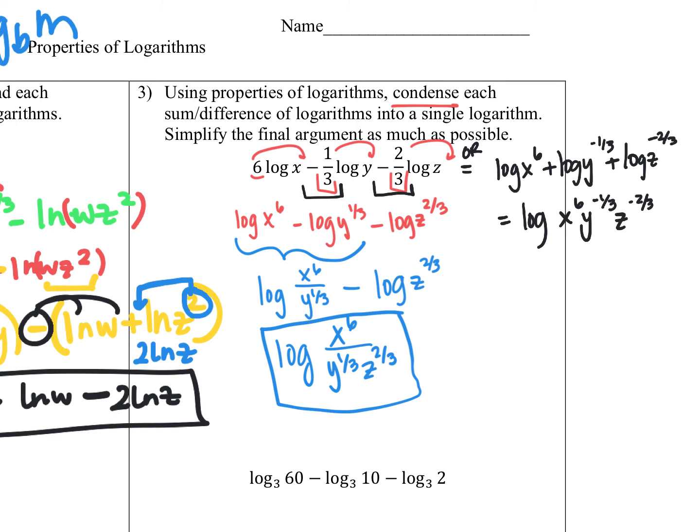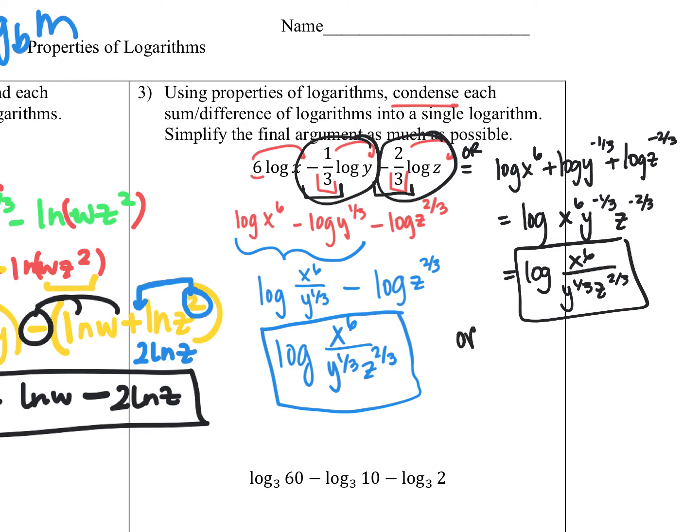Negative exponents mean kind of reciprocal or divide by it. So I know that this is going to be log of x to the 6th over y to the 1/3, z to the 2/3. And if you just see a negative log, you're thinking that's a negative exponent, that's a negative exponent, and so they're living in the denominator like you'd expect. So either way, it's fine on those.